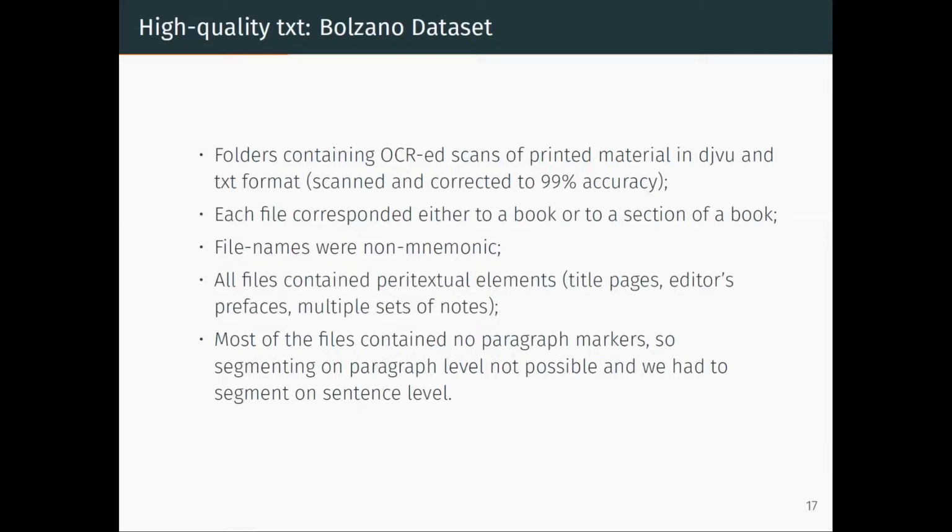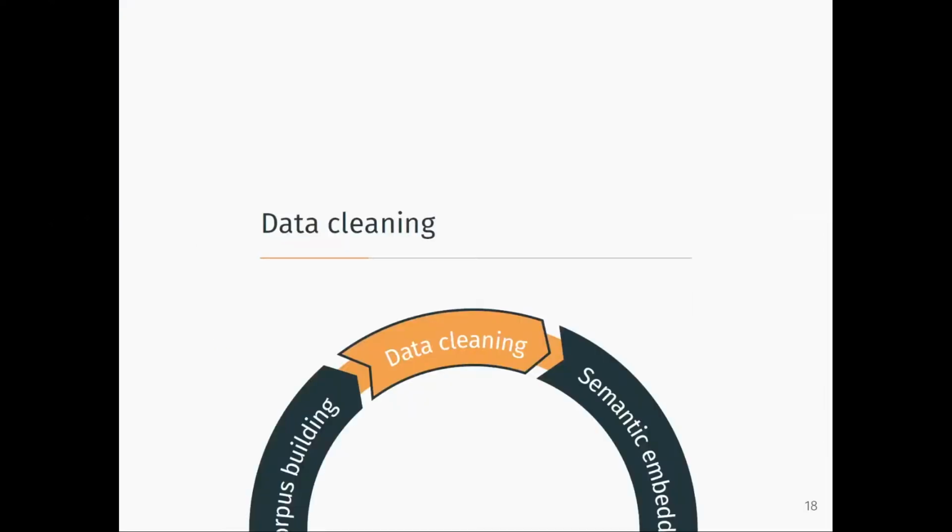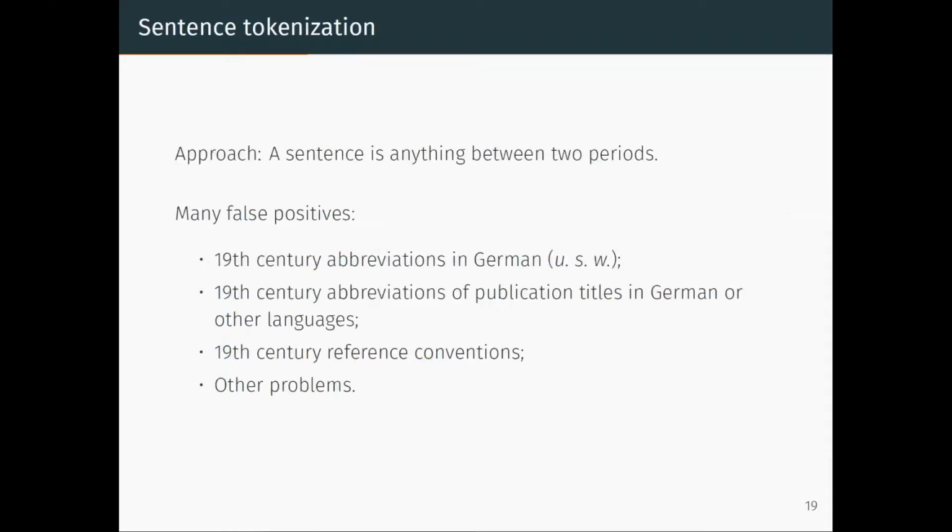We know from our philosophical work that ideally we would like to have paragraphs as the units of text analysis, but these files had no paragraph markers, so we had to segment on sentence level. But that was also quite problematic. So, cleaning the data to be able to apply some tools. We had this basic approach: a sentence is anything between two periods. Well, then we had many false positives.